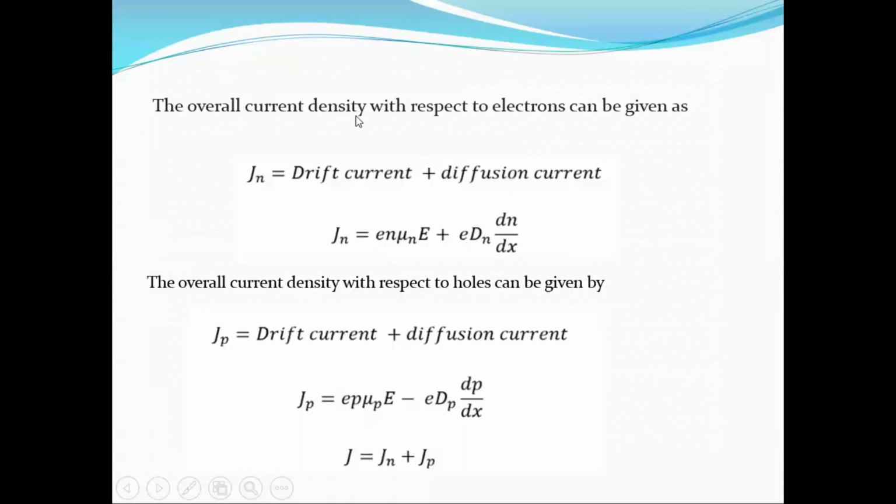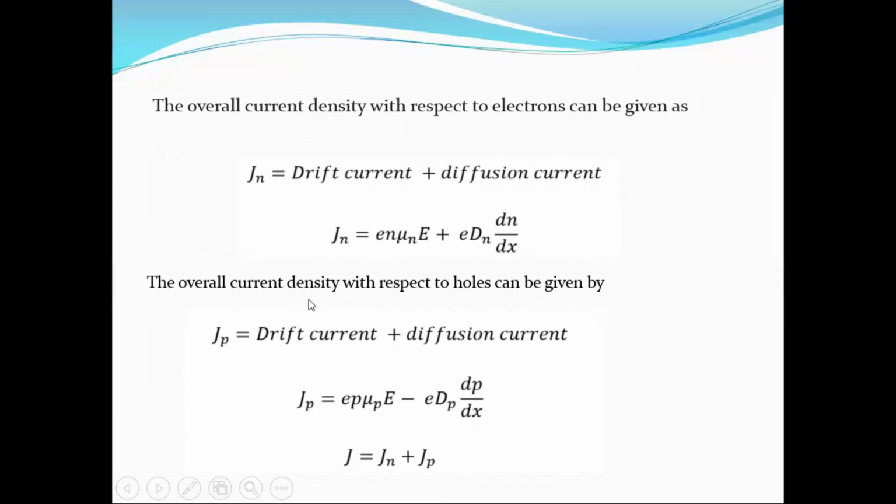The overall current density with respect to electrons can be given as Jn equals drift current plus diffusion current. So the drift current because of electrons and the diffusion current because of the electrons. So Jn is given by e n mu n E plus e Dn dn/dx.